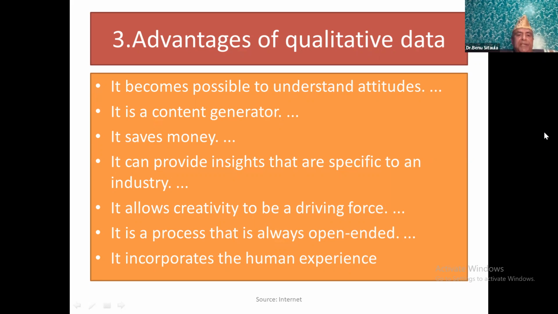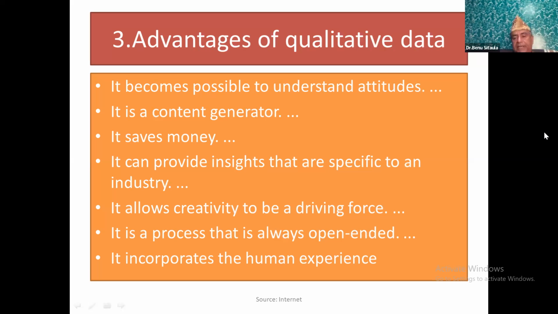Actually, qualitative data makes it possible to understand attitudes. That is why researchers always try to use this type of data in qualitative research. And we know that it is a content generator, a subject matter generator also. It saves money because it is easy and can be collected in a short period of time. That is why it is cheap, not expensive. It can provide insight that is specific to an industry. Similarly, qualitative data allows creativity to be a driving force for the researchers.